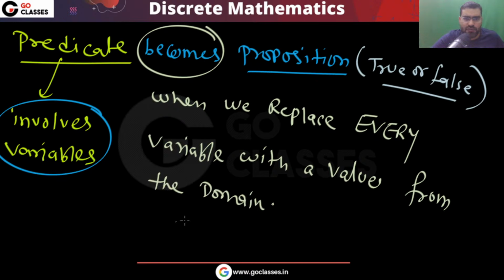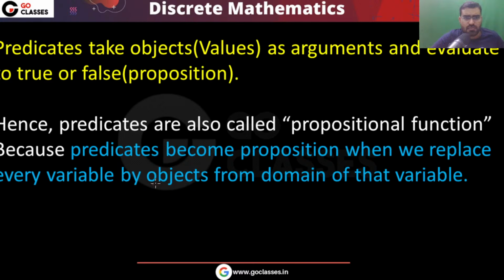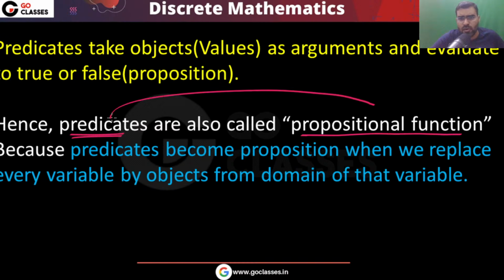Okay, remember different variables can have different domains. It is possible that different variables can have different domains. So finally this predicate will become a proposition if you replace every variable with a value from the domain. So this is the point. That is the reason this is also called a propositional function. The other name of predicate is propositional function.